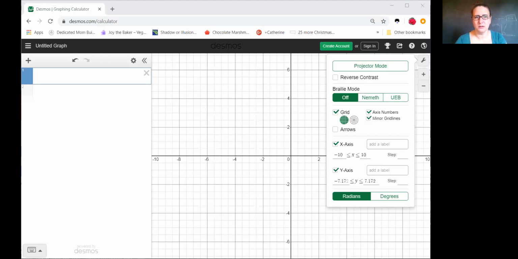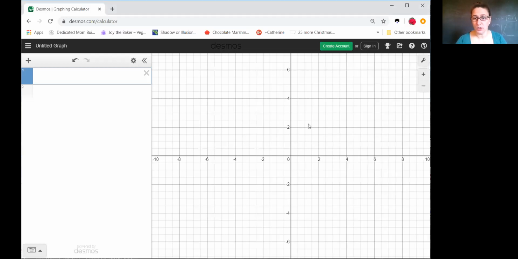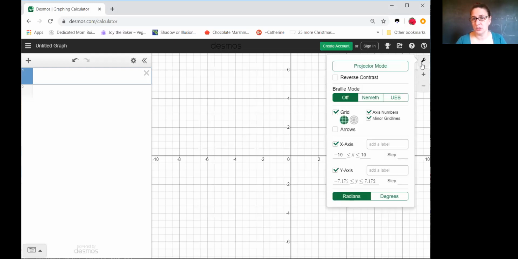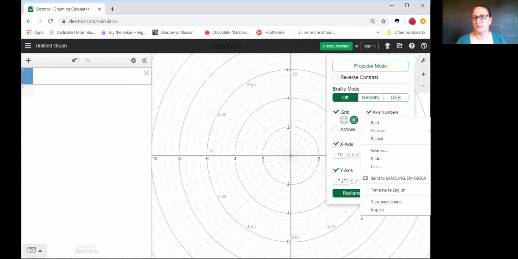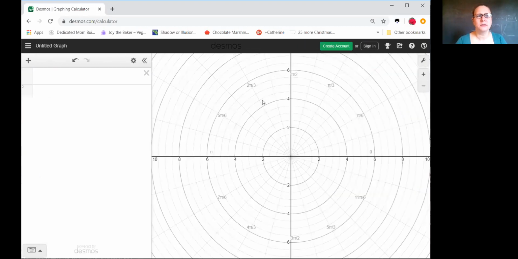The first thing, when you pull up Desmos, of course, it looks like this, right? You've got that Cartesian grid. If you want to change it to the polar grid, you go up here to the little wrench, pull it down, and you can change this into a polar grid. And you want to make sure it's in radians, because otherwise it'll all be all messed up. Okay, there we go. So there's our polar grid.